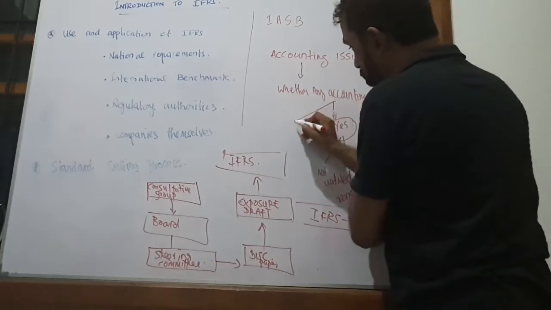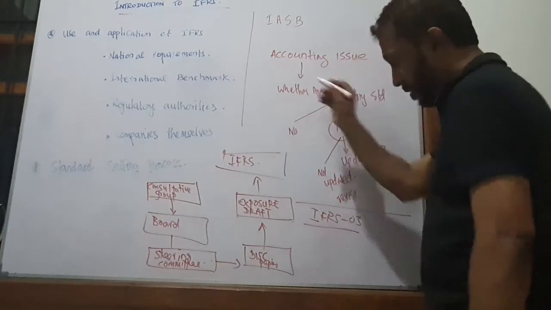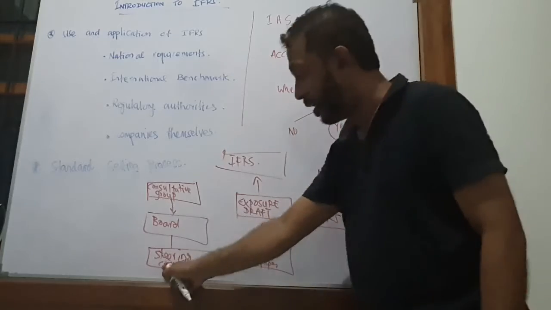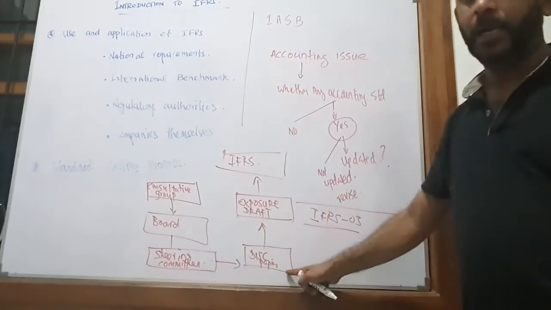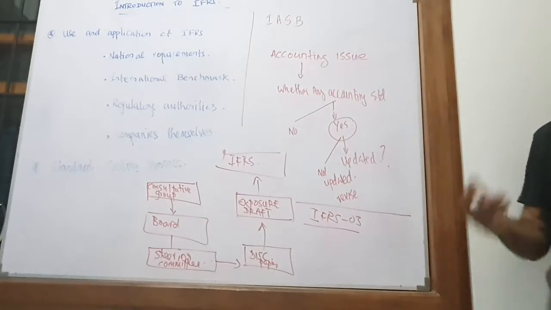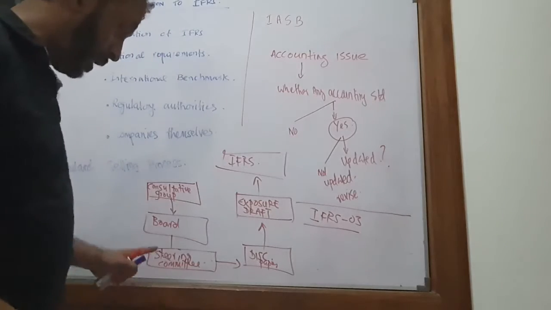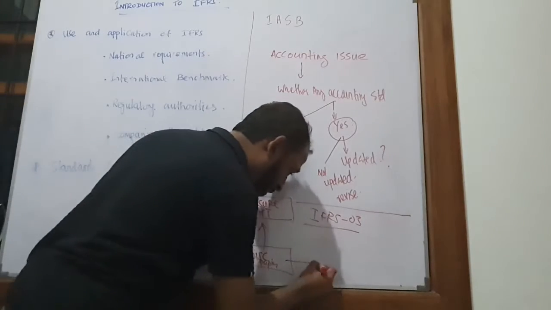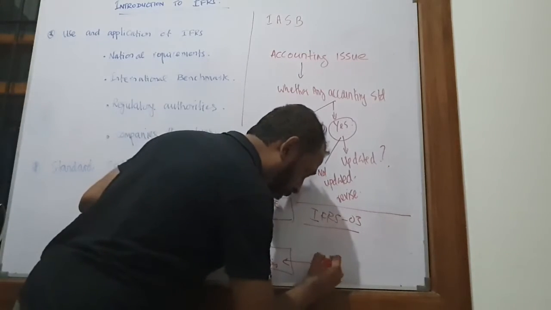If the answer is no, then the steering committee will develop a document called a discussion paper. The steering committee will develop a discussion paper. This discussion paper will be circulated to the public.